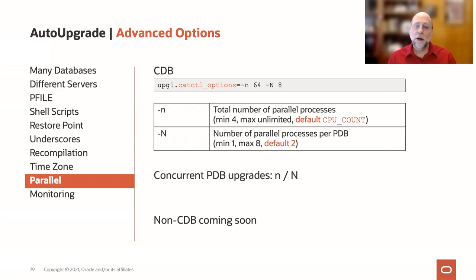So you can play around with that with these two switches, the dash little n or dash capital N, for the total number of parallel processes or for the number of processes used per pluggable database. One note about that, though, that doesn't currently work for a non-CDB. That's going to be coming very soon in an update for AutoUpgrade.